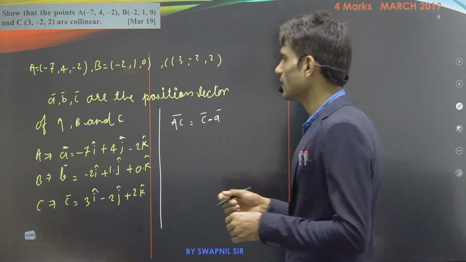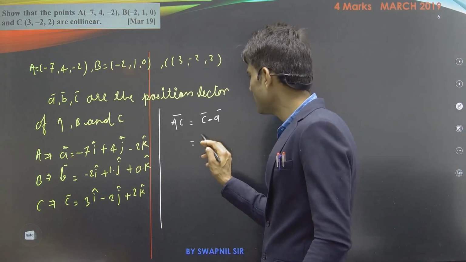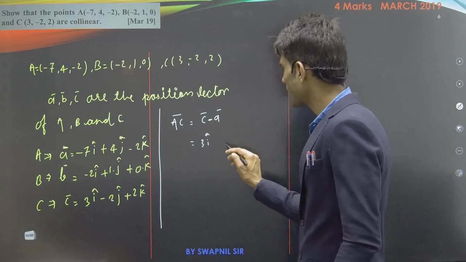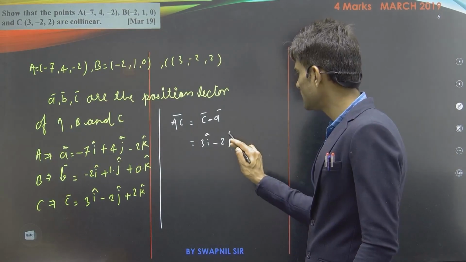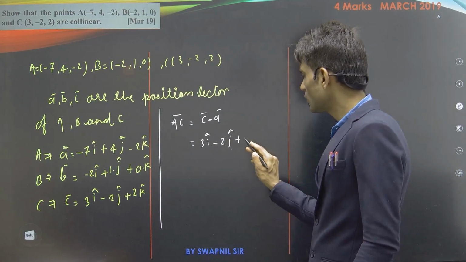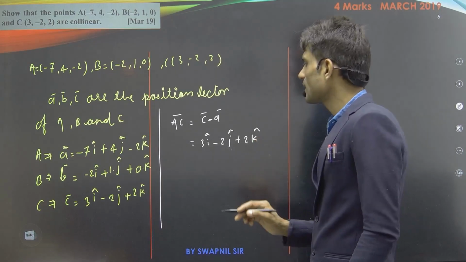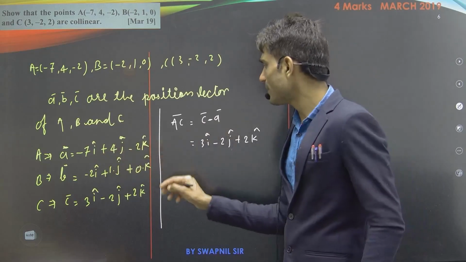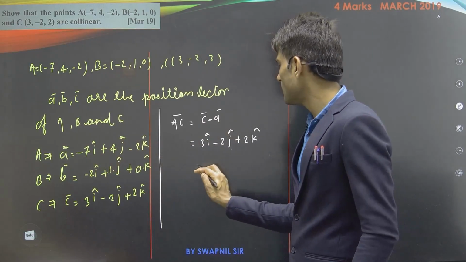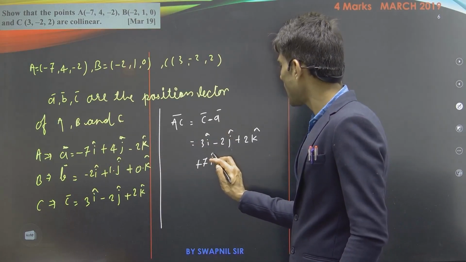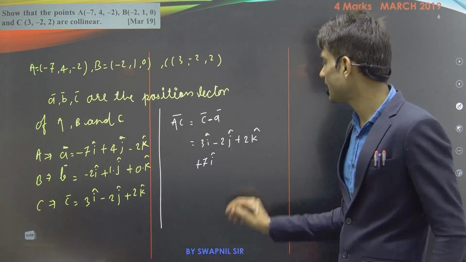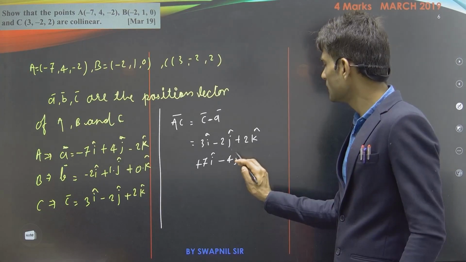So AC bar can be written as c bar, which is 3 times i cap minus 2 times j cap plus 2 times k cap, minus a bar. Minus of minus 7 gives plus 7 times i cap, and then minus of plus 4 j cap, we write minus 4 times j cap.